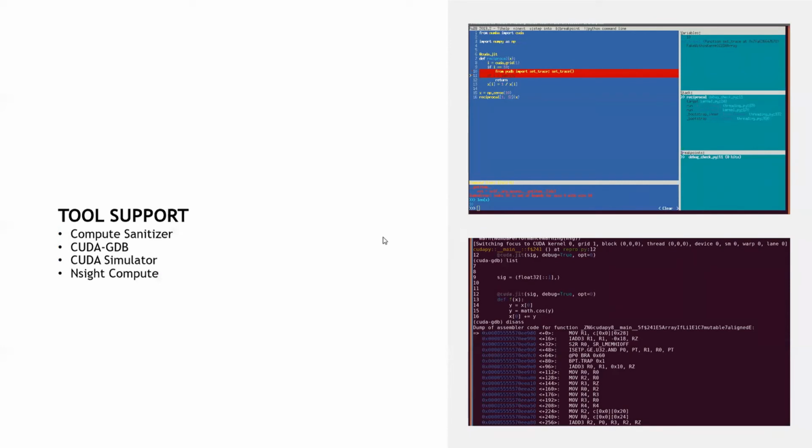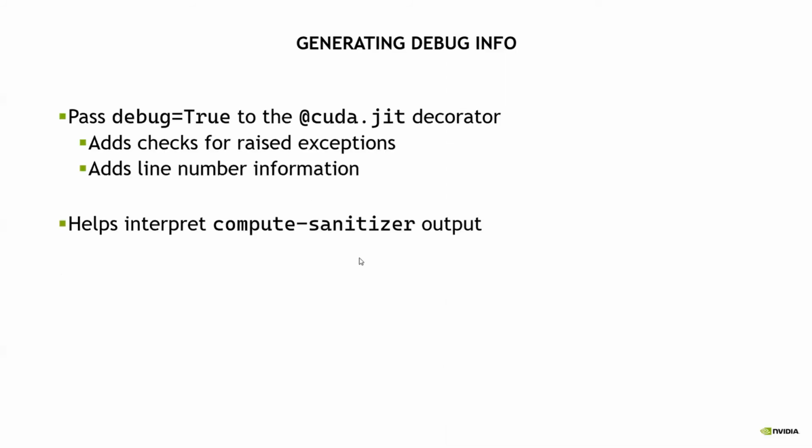For the last section of the talk, I wanted to go over some of the development tools that you can use in conjunction with Numba. The reason I'm interested in supporting these is that I think it's important that we give a complete development experience for writing CUDA kernels in Python, to make it as easy as possible to debug and to optimize CUDA Python kernels.